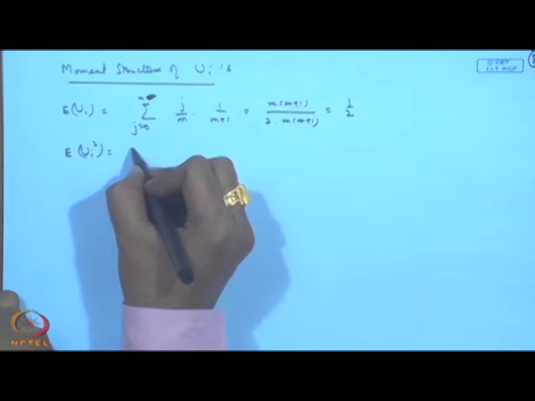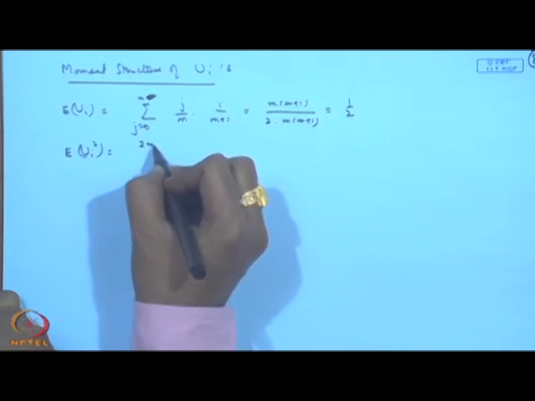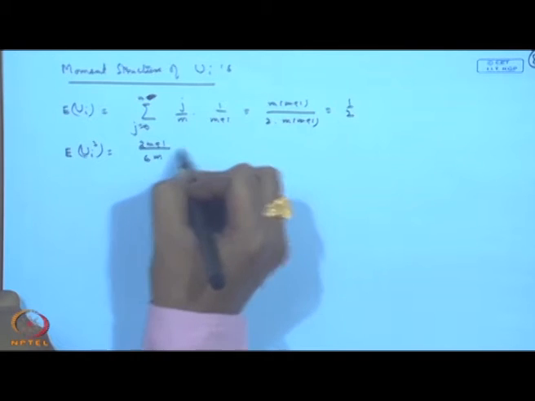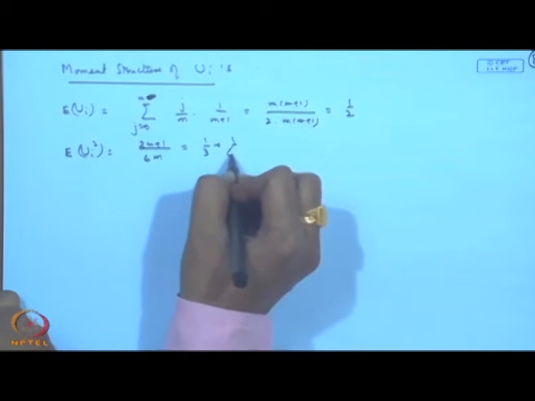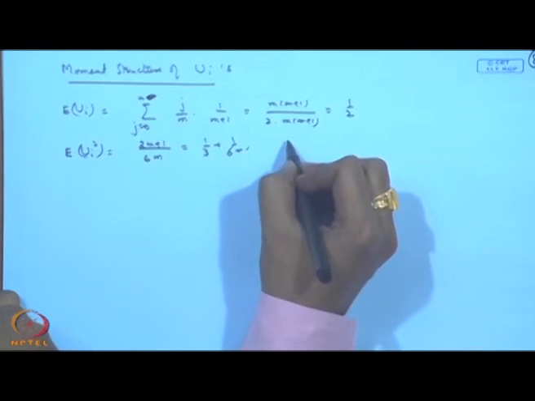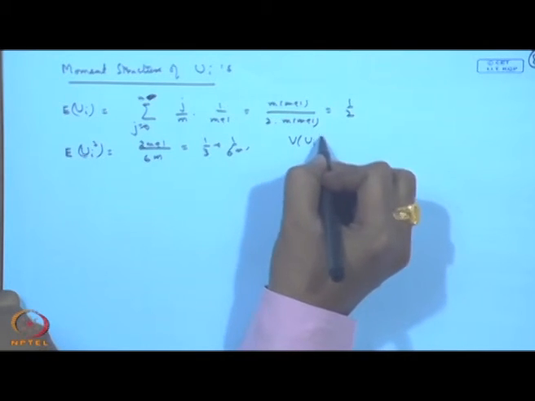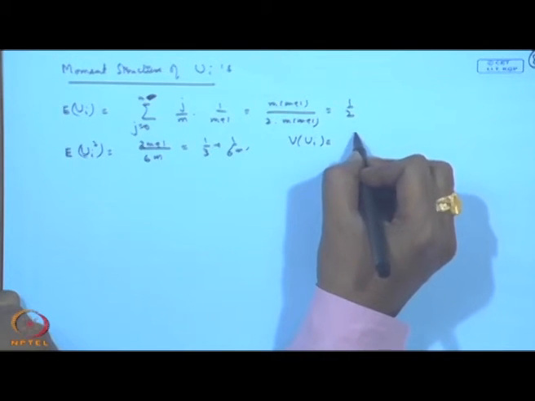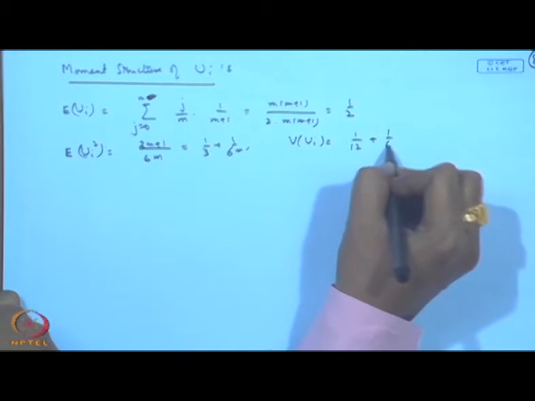It will become equal to 2m plus 1 by 6m, basically it is equal to 1 by 3 plus 1 by 6m, and therefore the variance of u_i, you can see, is equal to 1 by 12 plus 1 by 6m.